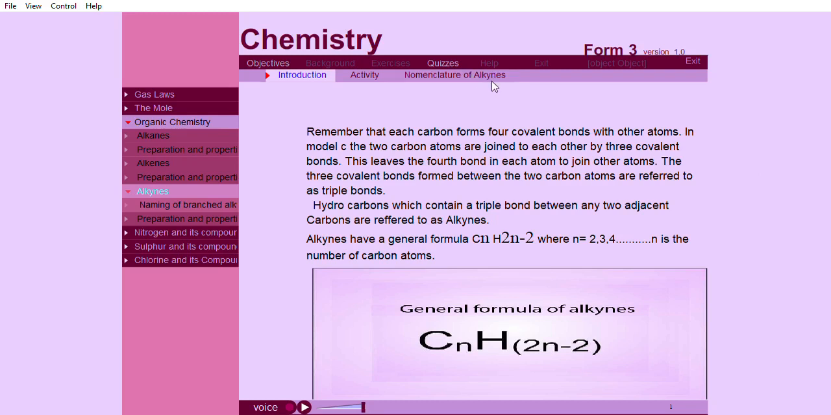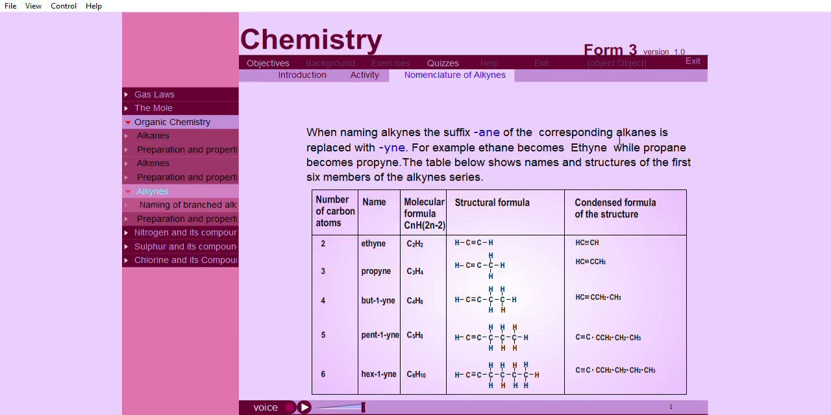Alkynes have a general formula CnH2n-2, where n is equal to 2, 3, 4, and so on. n is the number of carbon atoms. When naming alkynes, the suffix "-ane" of the corresponding alkanes is replaced with "-yne". For example, ethane becomes ethyne, while propane becomes propyne. The table below shows names and structures of the first 5 members of the alkynes series.